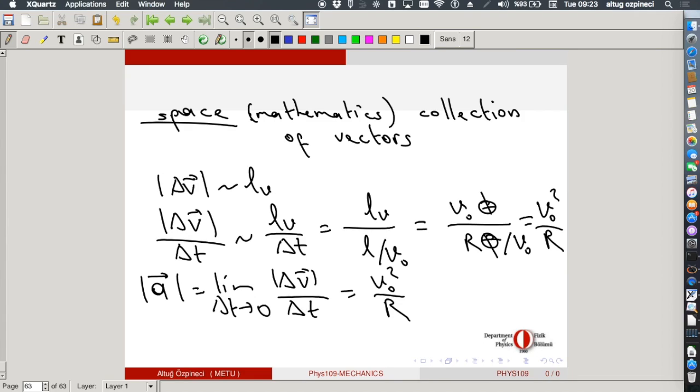Do you agree with your friend? Do you think it's a motion with constant acceleration? Okay. Anybody who disagrees? Okay, your answer is correct. So it's a motion with varying acceleration because, as your friend points out, the acceleration vector will be changing. Now, what is the direction of the acceleration vector?